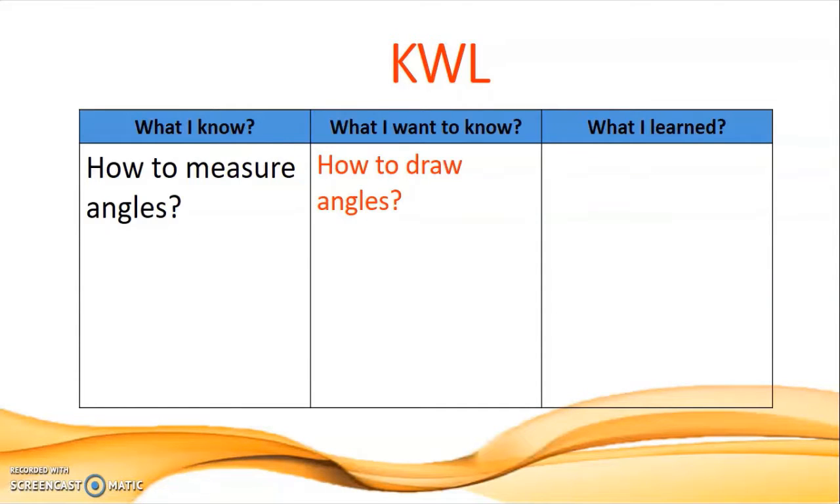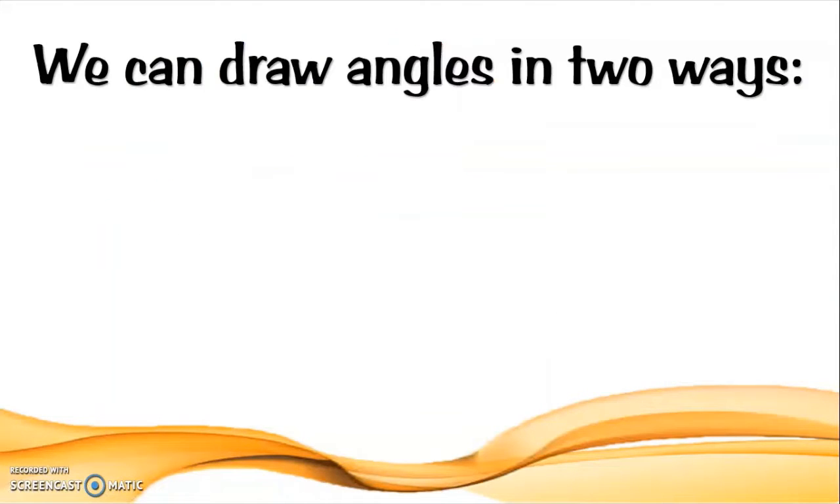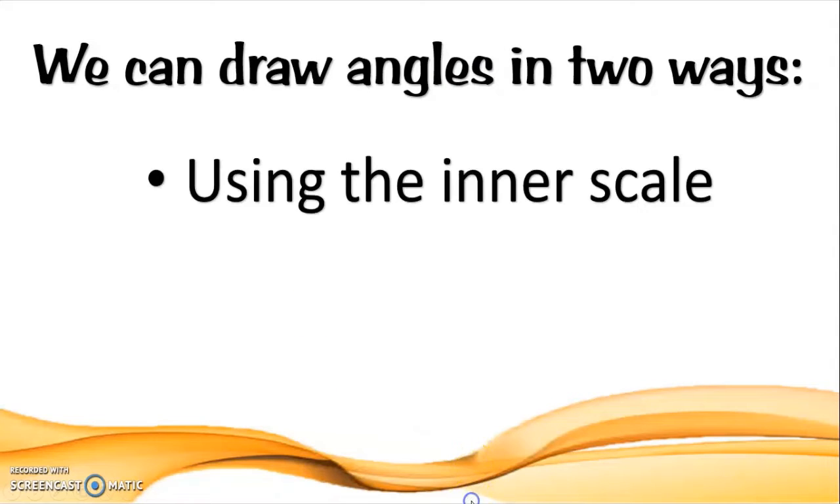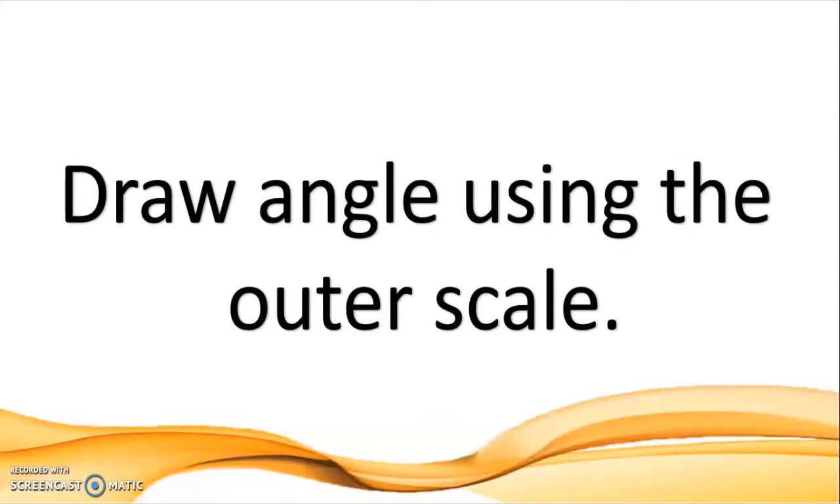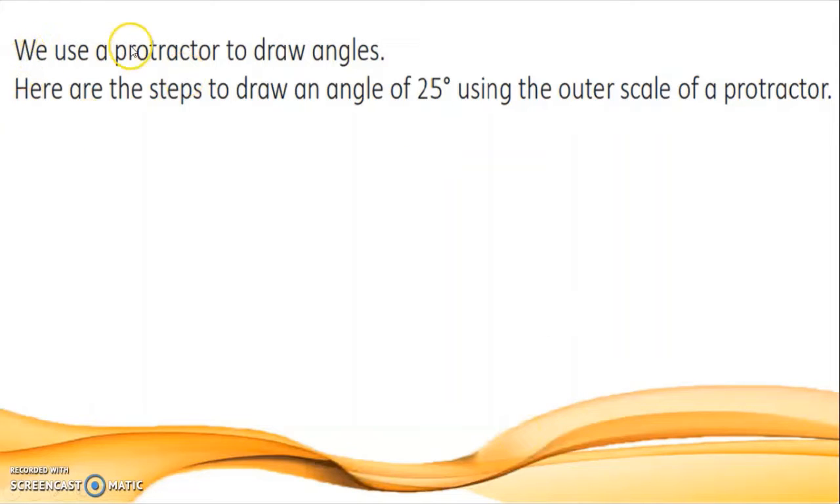How to draw angles? We can draw angles in two ways. First, using the inner scale, and second, using the outer scale. Let's draw an angle using the outer scale. We use a protractor to draw angles. So here are the steps to draw an angle of 25 degrees using the outer scale of a protractor.